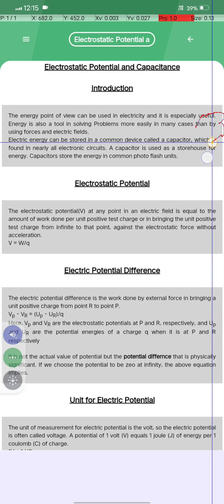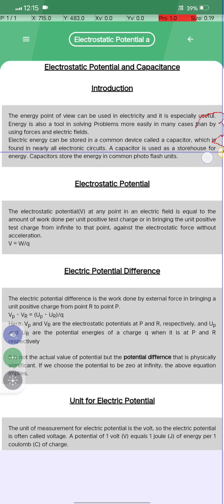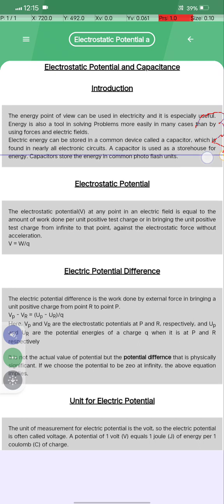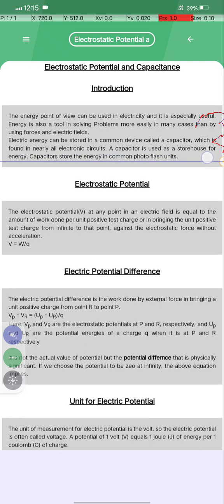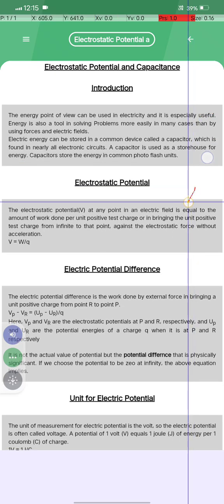Energy can be stored in a common device called a capacitor, which is found in nearly all electronic circuits. The capacitor is used as a storehouse for energy, and capacitors store the energy in the common photo flash unit. And what is electrostatic potential?